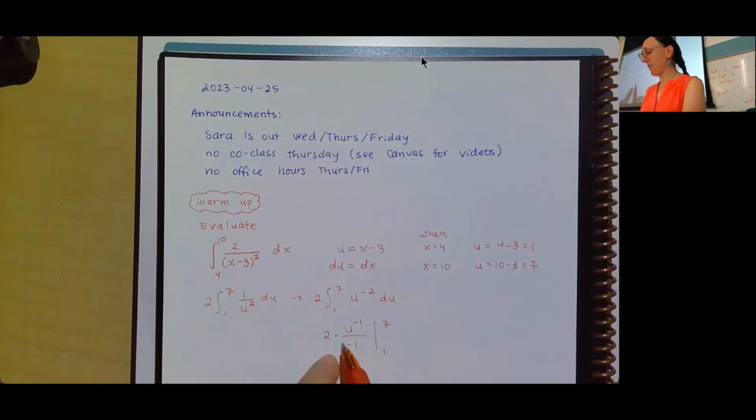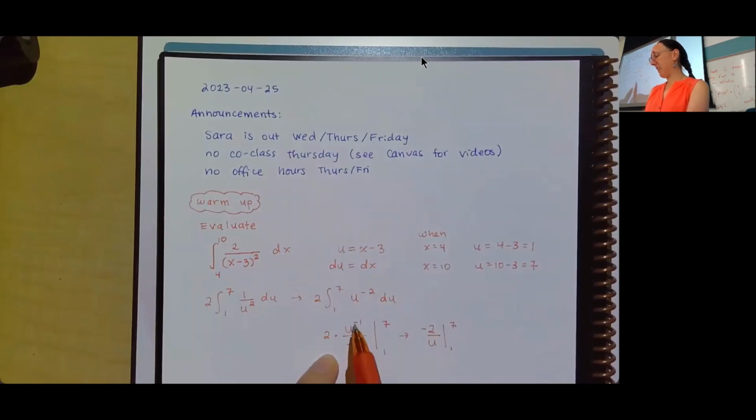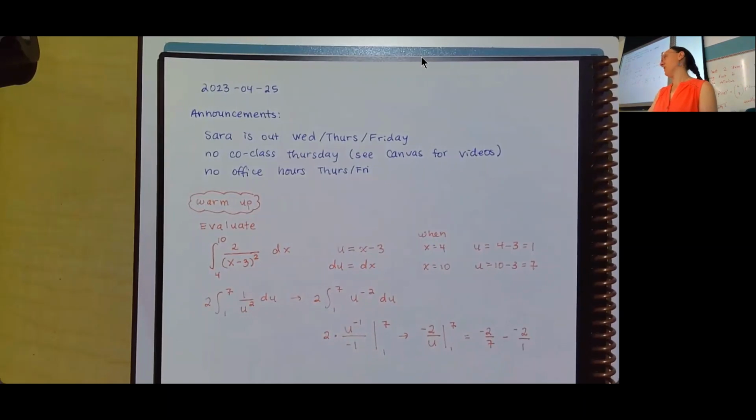I'm going to choose to think about this piece as really saying negative 2 over u. That negative in the exponent means my u is in the bottom, and it doesn't matter where I put the negative 1. So I'm going to get negative 2/7 minus negative 2 over 1. I just walk away, but you could get a common denominator and do that subtraction.